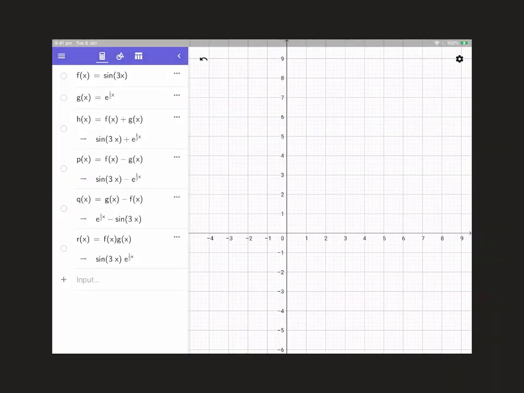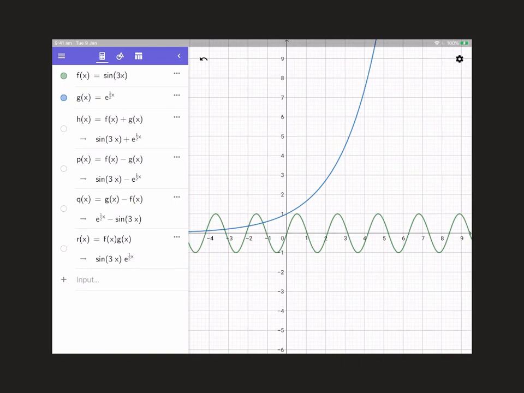You get some very interesting graphs when you sketch addition of ordinates for trig graphs and with exponential graphs. So there's our sine curve, there's our e to the half of x, and there's the addition graph that we just created. And you can see that it's kind of cyclical.